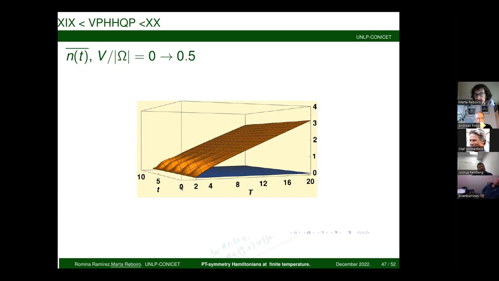What is clear from this slide is that at large temperature, the oscillatory behavior in T is washed out. This is the real part of N, and the imaginary part of N. Near t equal 2, there is a contribution not zero for the imaginary part of N.